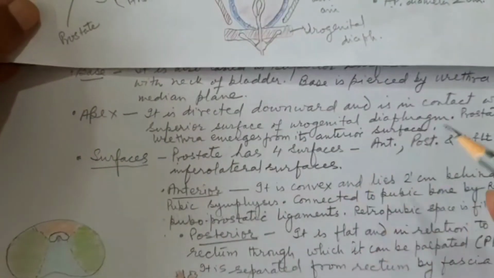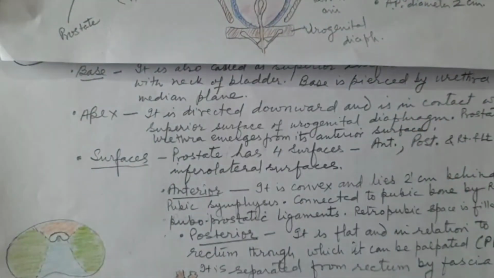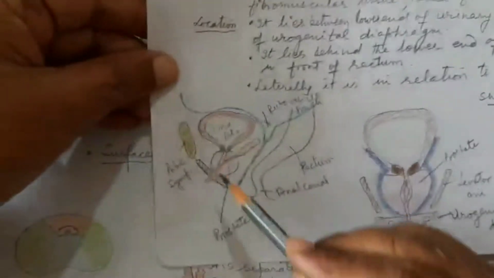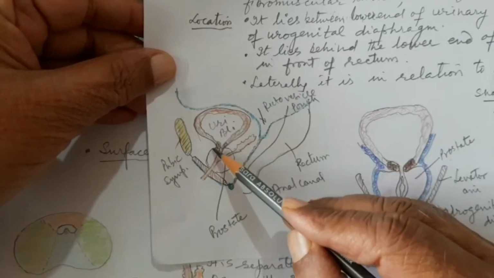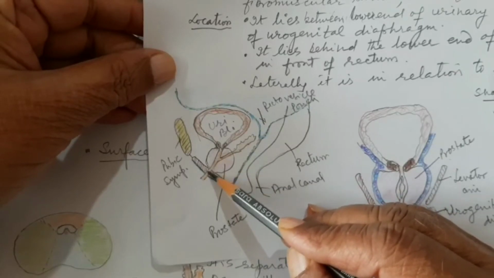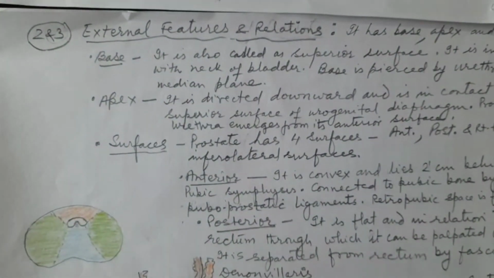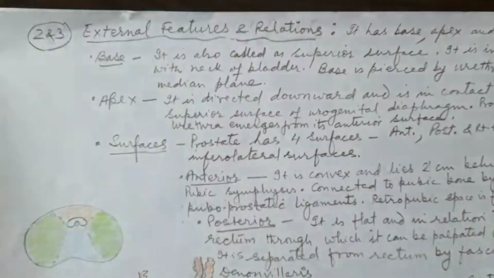And this apex is also pierced by the urethra, the prostatic urethra, which emerges from the anterior surface of the apex. See this? In this diagram, you can see the anterior surface, because the pubic symphysis is placed anteriorly, so this urethra is piercing the anterior surface of the base, sorry, not base, of the apex, anterior. Now surfaces, let us come to the surfaces.